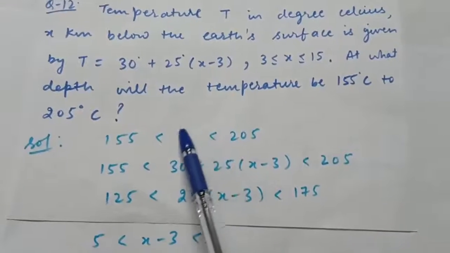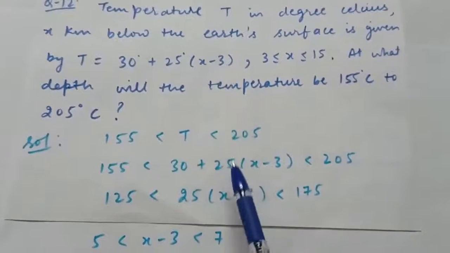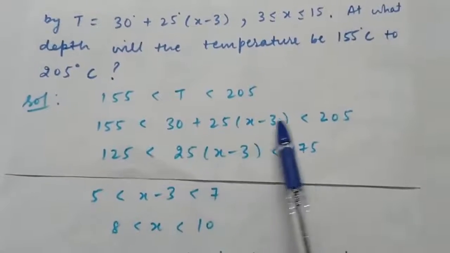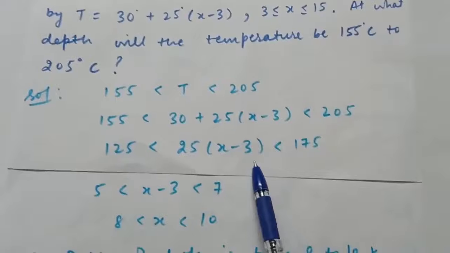So first of all, in place of T, write this value, right? You can either separate them or also you can solve them together.